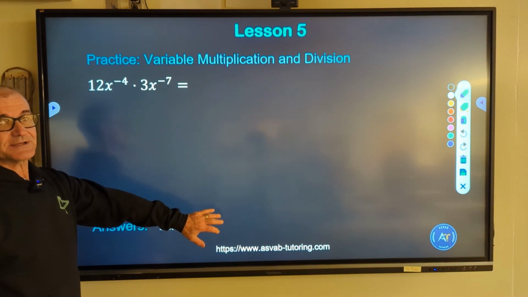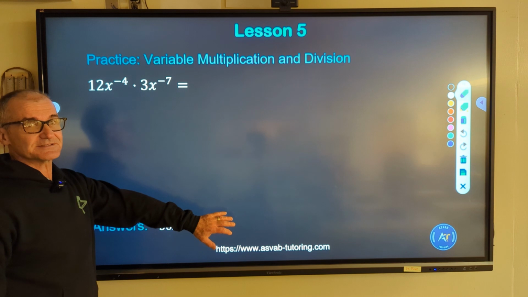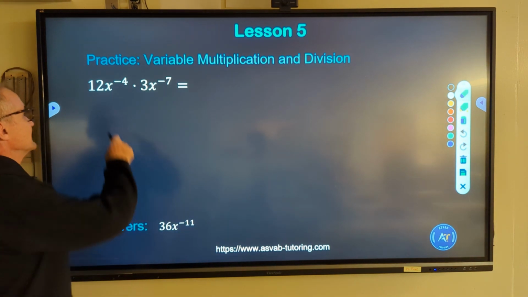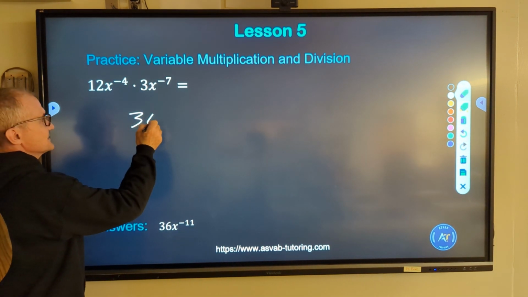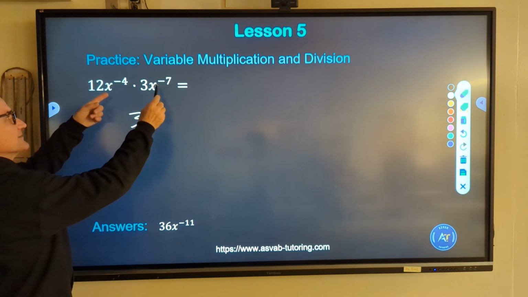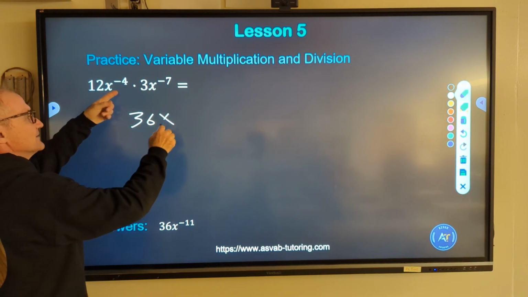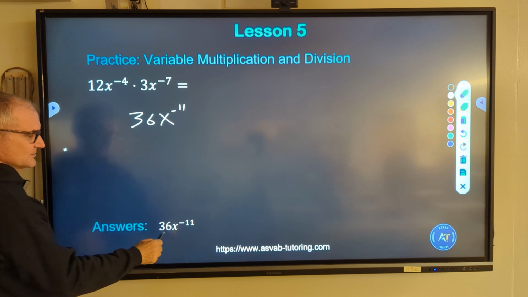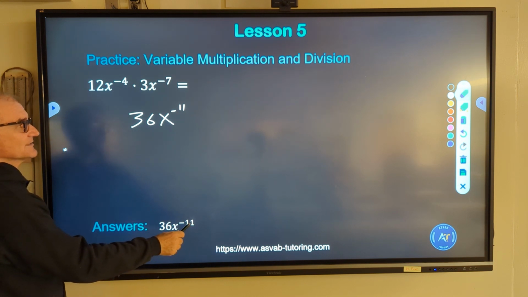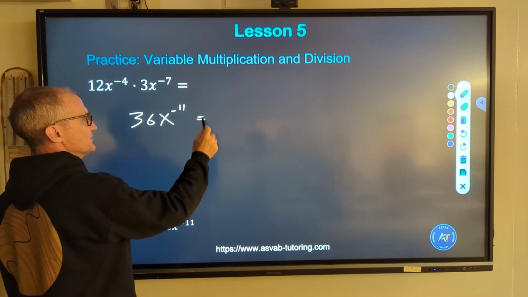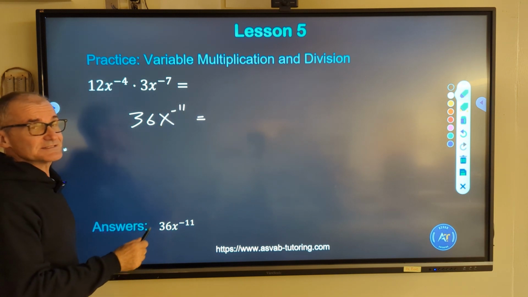Okay, here's a practice problem right here. Go ahead and knock this problem out, and then we'll do it together. Okay, 12 times 3 is 36. X to the negative 4, x to the negative 7. I'm adding those two values together to get x to the negative 11. So you could have the answer 36x to the negative 11. A lot of standardized tests want you to keep your exponents positive, and they'll say that.